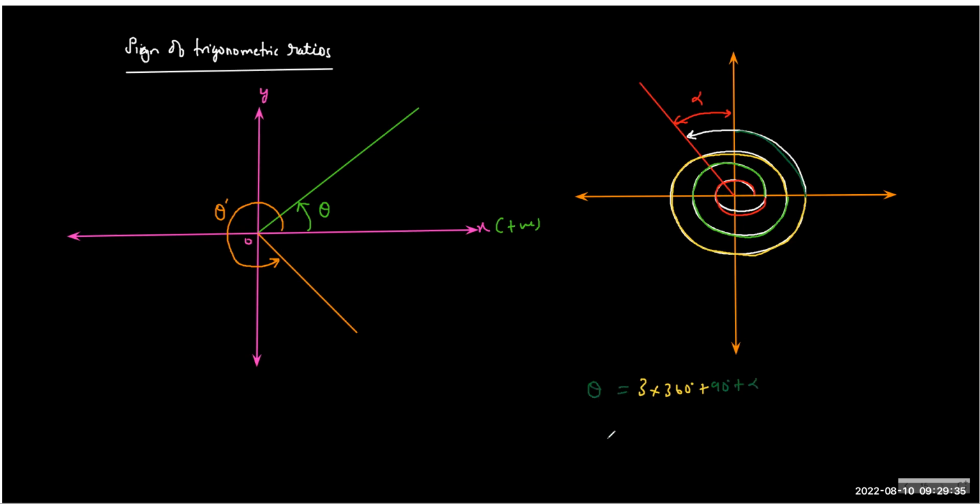This is called theta, which is how much? 360 into 3 is 1080, I think. Correct. And then 1080 plus 90 is how much? 1170, I think. Yes, sir. Plus something which I don't know, so I'm just calling it alpha. Let's call it degrees.